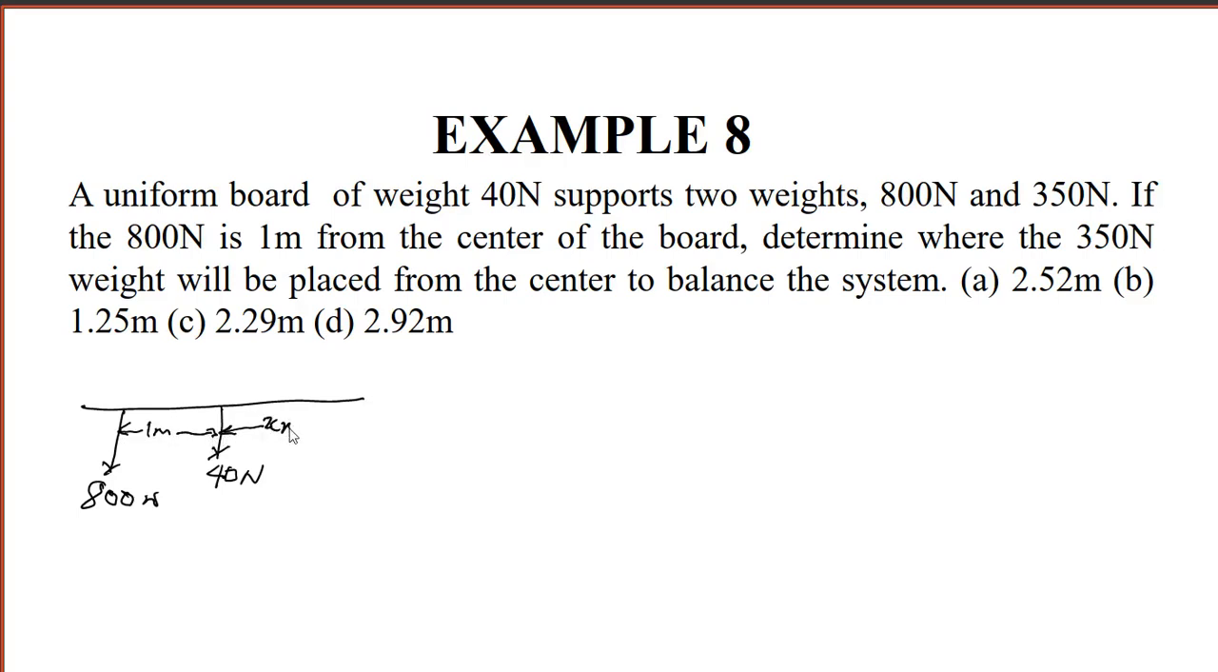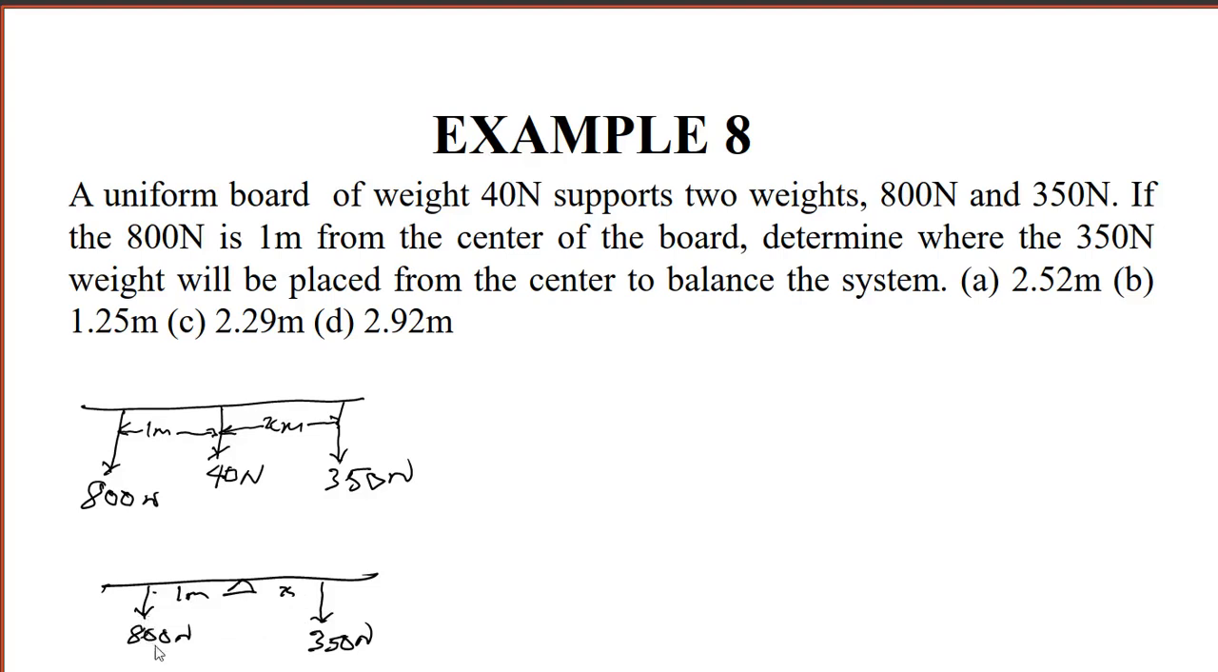Now we do not know the distance of the 350 Newton weight from the center. Let's take moment at the center, since we don't know the distance to the center. Now we will have this 800 Newton, and we'll take moment at the center, and we will have the 350 Newton. The distance here is 1 meter, and the distance here is s.